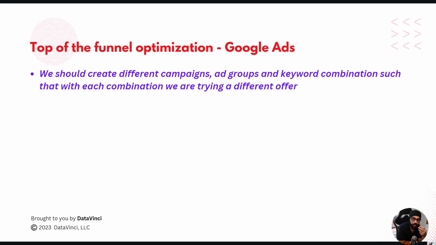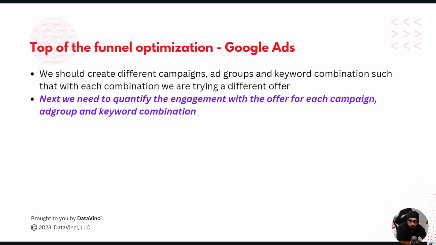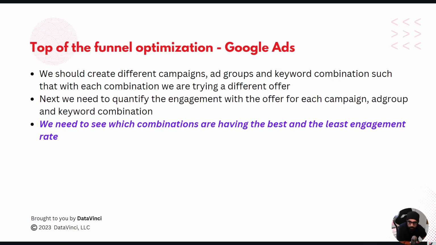have the most engagement, which combination is resulting in the maximum first fold cross rate, or maximum first CTA interaction rate, or maximum two-fold cross rate, and things like that. So you need to quantify that for the various combinations that you have in Google Ads. Okay, so you need to quantify the engagement with the offer for each campaign, ad group, and keyword combination.